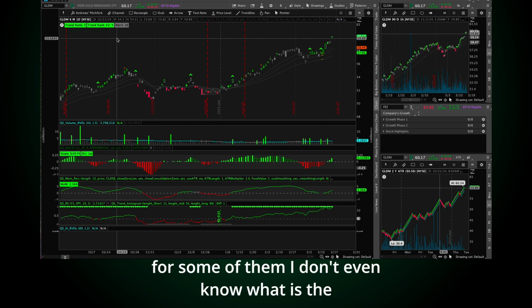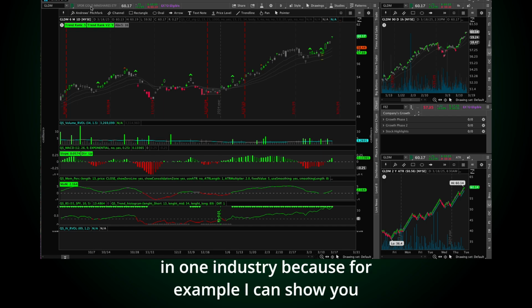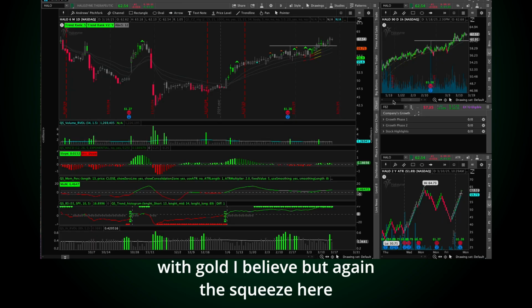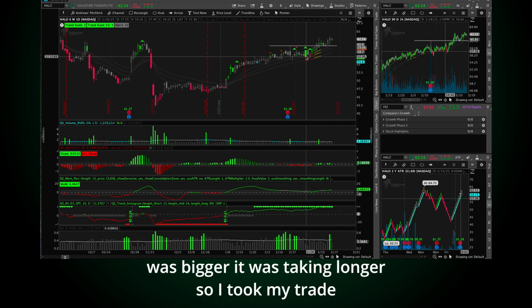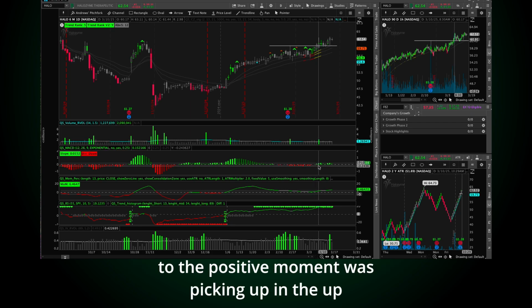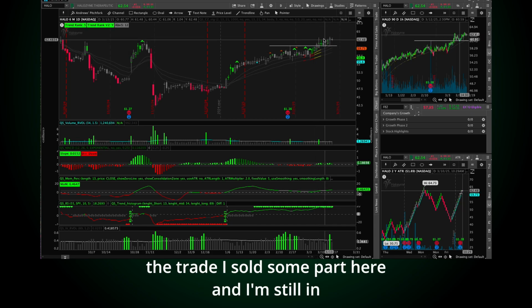For some of them, I don't even know what the ticker is about. But again, it doesn't always have to be in one industry, because for example, I can show you this one. Halo is a therapeutics company, nothing related to gold, I believe. But again, the squeeze here was bigger. It was taking longer. So I took my trade at this moment, when MACD was about to cross to the positive. Momentum was picking up in the uptrend direction. And then, yeah, I decided to take the trade. I sold some here, and I'm still in that trade.